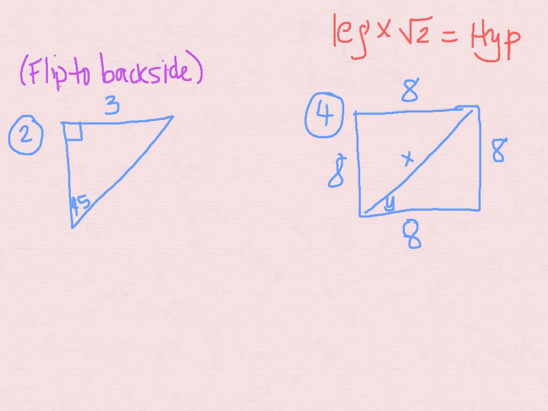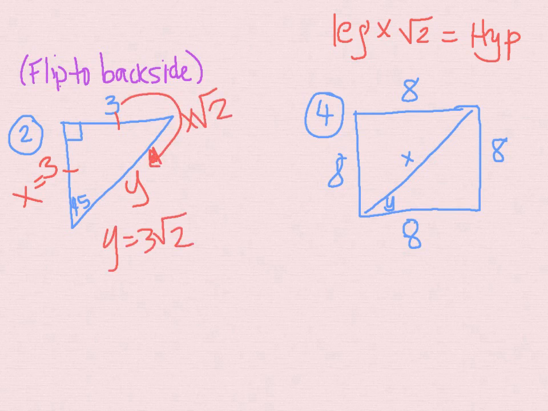So if you flip to the back side, let's go over numbers 2 and 4, which have to deal with finding the hypotenuse. In number 2, we're given that the leg is 3. In 45, 45, 90, the legs are always going to be equal to each other, so you can go ahead and write a 3 in that spot for what x equals. And then we need to find out y. All you have to do, remember, is multiply by the square root of 2 to get the hypotenuse. So y is going to equal 3 square root of 2, which we just did on the front.